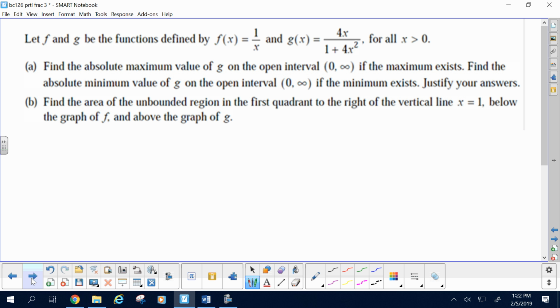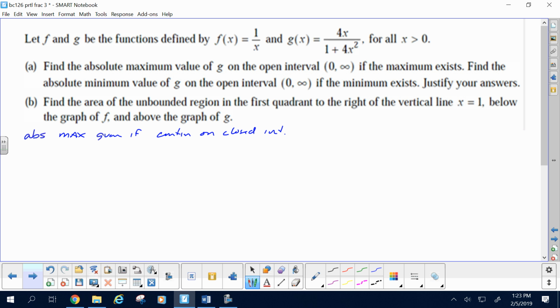So this is the way I did this, and feel free, I can look over your work if you like. But first and foremost, the first part of the EVT doesn't apply. An absolute max is guaranteed if it is continuous on a closed interval. That's the first part of the extreme value theorem. This is not on a closed interval. That means it's not guaranteed to have an absolute max and min.